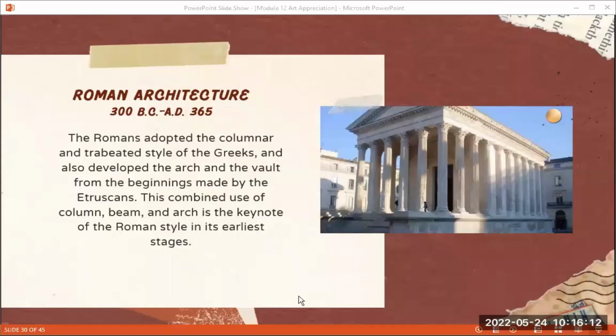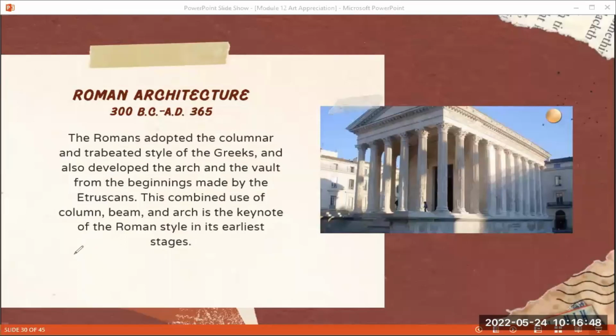Now, another notable civilization is the Roman. Now, Roman architecture was dated from 300 BC to 365 AD. Now, the Romans adopted the columnar and trabeated style of the Greeks and also developed the arch and the vault from the beginnings made by the Etruscans.